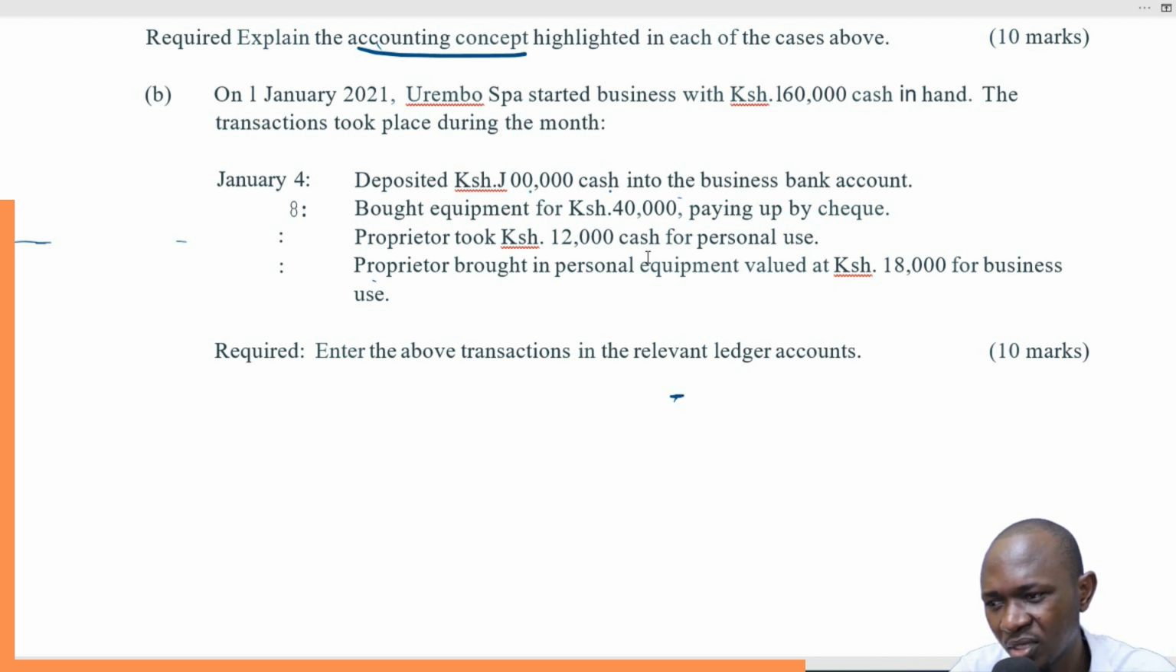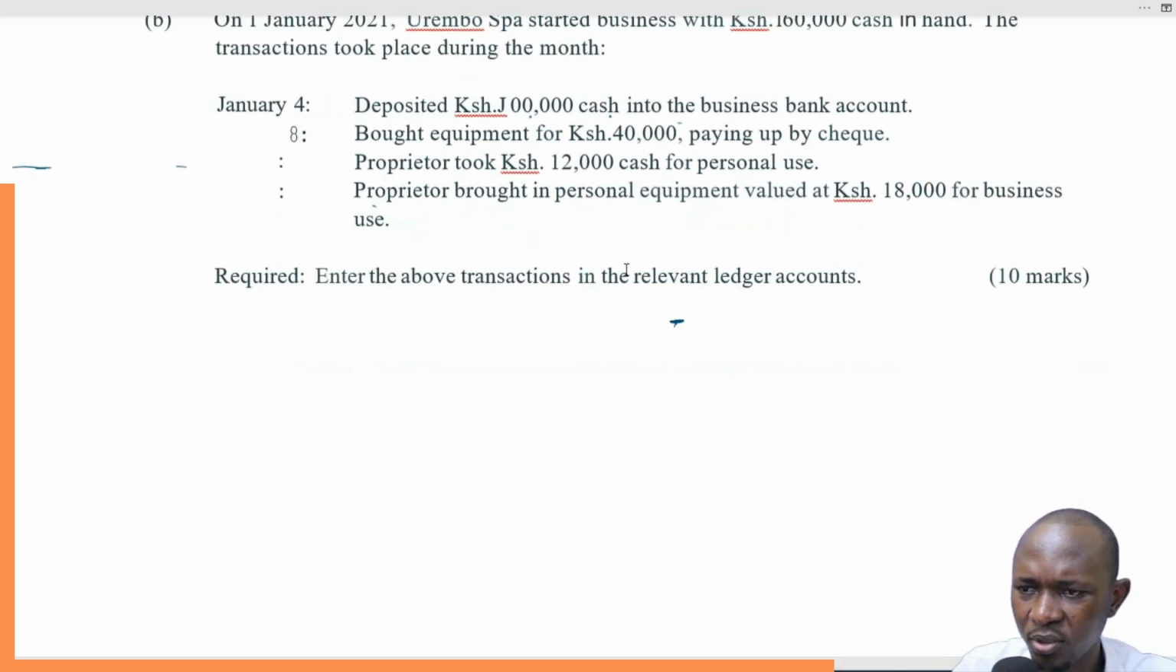Proprietor took 12,000 for personal use, and then, so required, enter the above transactions in the relevant ledger accounts. This one is so straightforward. So let's do it. You just open the ledger accounts, and the ledger accounts are normally the T accounts.